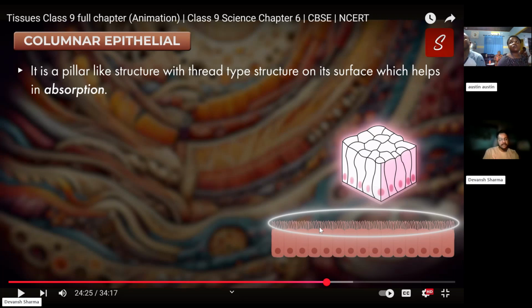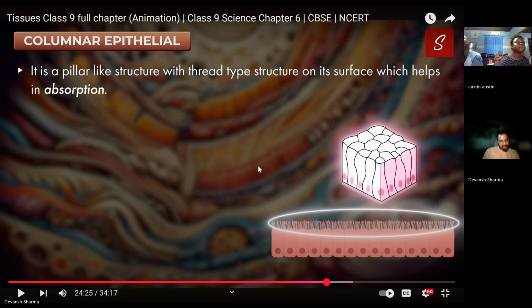When we eat pizza or meat, it goes into our stomach. But in our stomach, it doesn't absorb. Absorption takes place in the small intestine. And in the small intestine, these columnar epithelial tissues are present, which have these thread-like structures. On these thread-like structures, put an arrow and write villi.